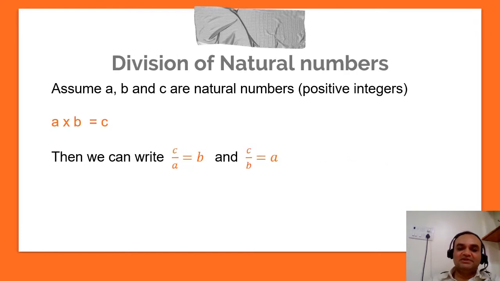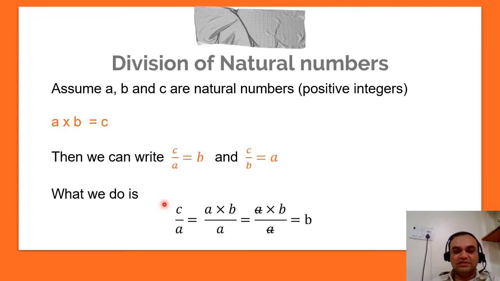We already know about division of natural numbers. So let's assume that a, b and c are natural numbers, that is positive integers, and they are such that a times b equal to c. So in the previous example, a would be 7, b would be 5 and c would be 35. And since division and multiplication are just opposite operations, we can also write that c divided by a equal to b and c divided by b equal to a.